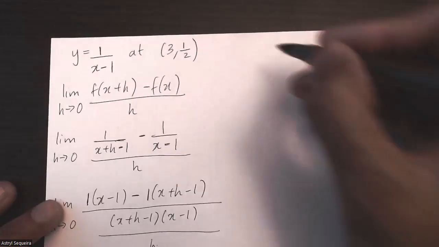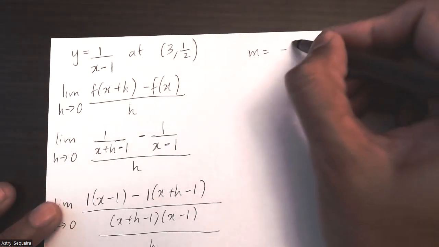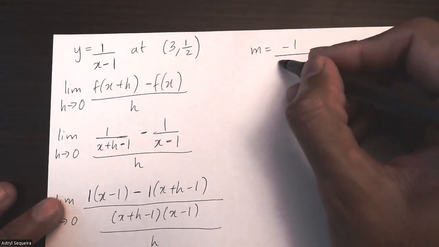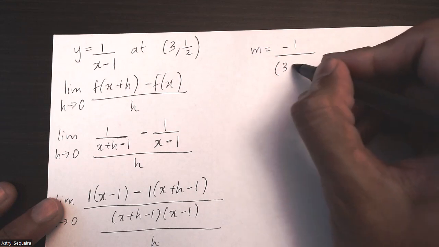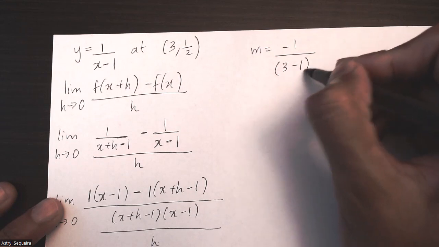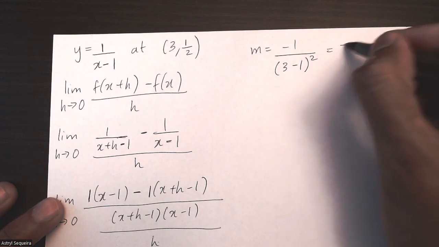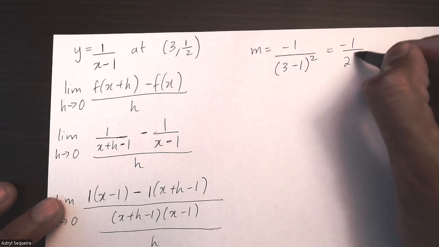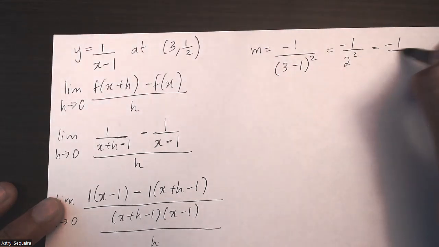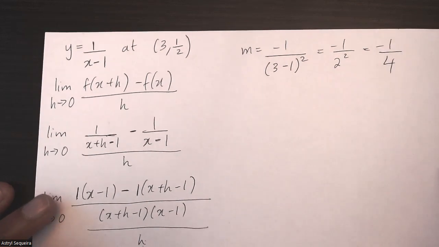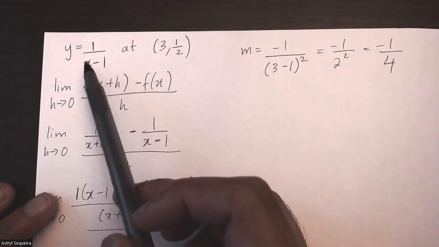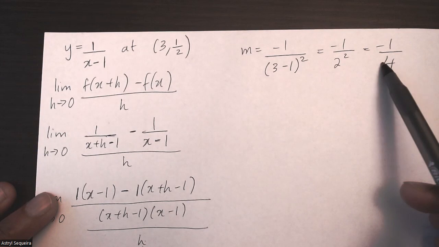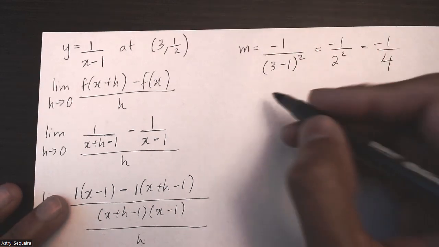I'm going to use the x value over here to find the slope. So it's negative 1 over 3 minus 1 squared. So it's just negative 1 over 2 squared. It's just negative 1 over 4. So my tangent line at this point here has a slope of negative 1 over 4.